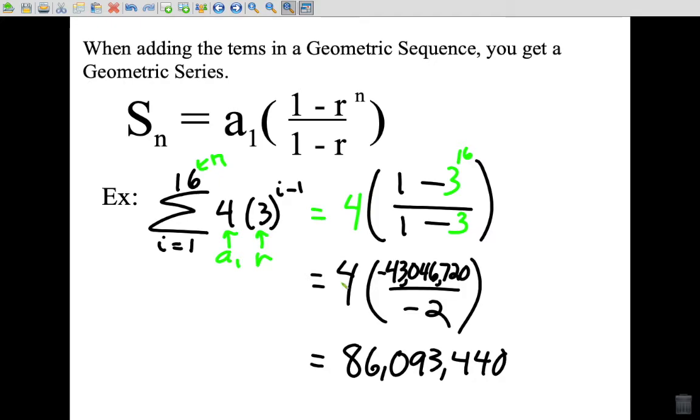So the sum of the first 16 terms in this geometric series that have a rule of 4 times 3 to the i minus 1, the sum of those 16 numbers is 86,093,440. So be prepared for very large numbers for your sums, or possibly fractional answers that'll be really small numbers that could end up being between 0 and 1. Let's take a look at one of those examples.